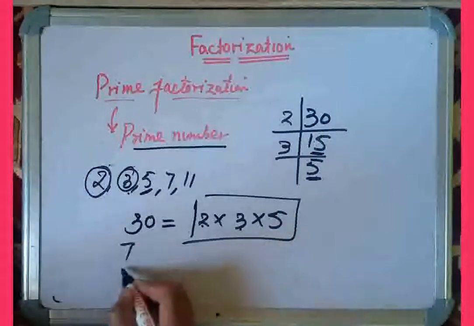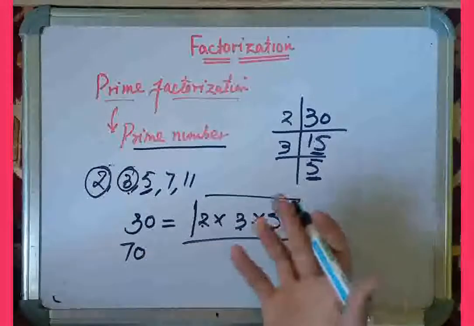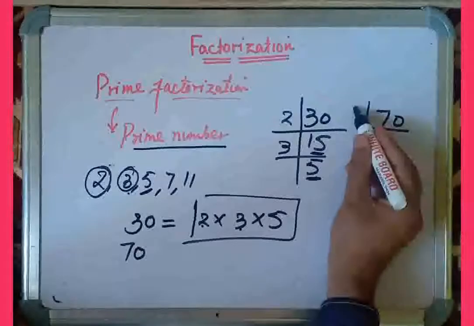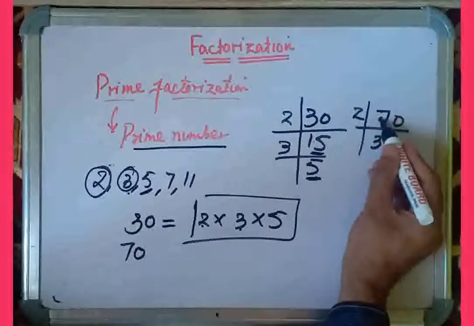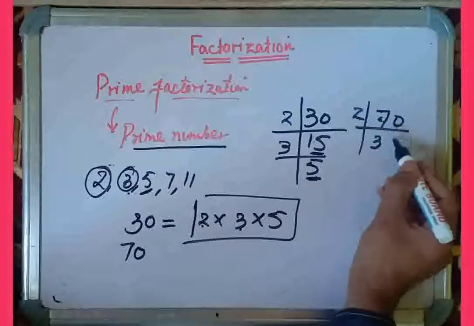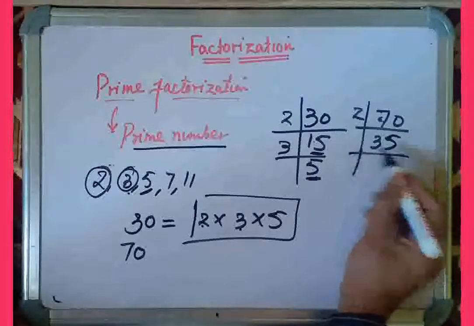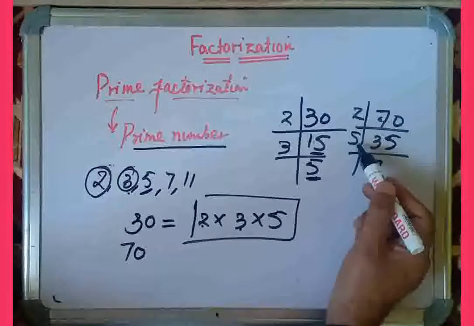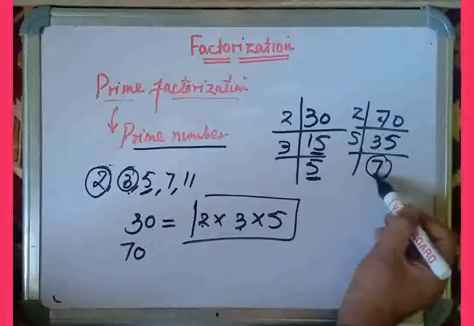Say, for example, 70. 70 is another number. We have to obtain the prime factors of the number. That's called prime factorization. 70, 2 35s are 70. It cannot be divided by 3, it cannot be divided by 2 again, so it can be divided by 5. 5 7s are 35. 7 is a prime number, so we have to stop here.